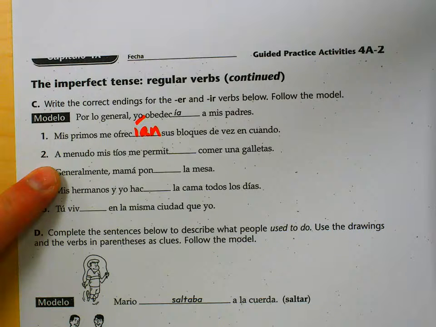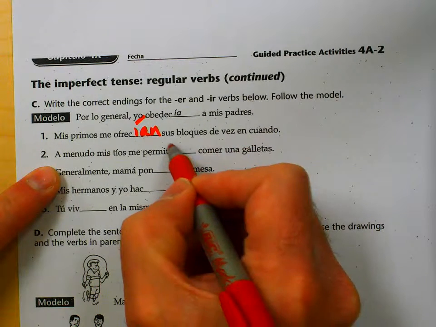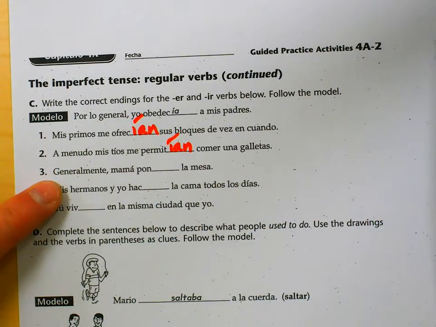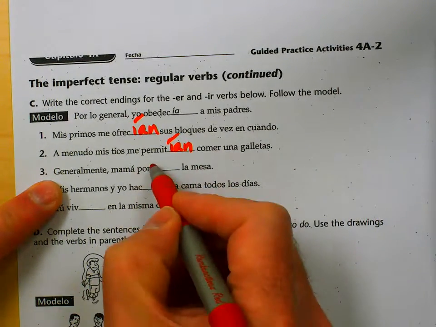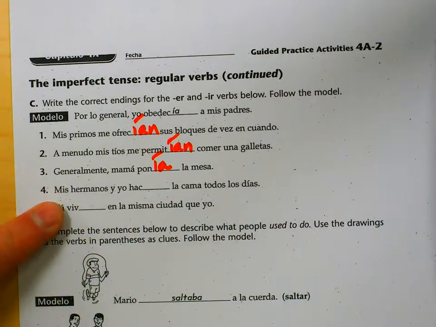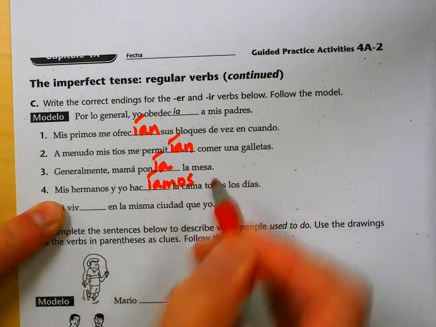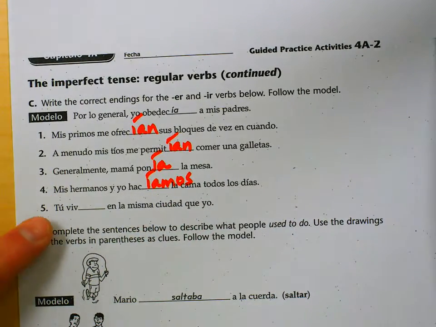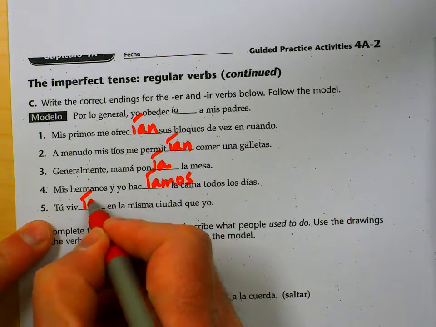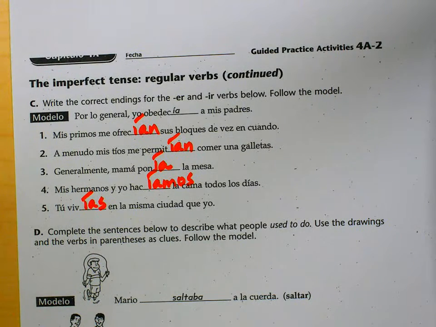Número dos, we're doing the same thing, talking about mis tíos, my aunts and uncles. It's plural. It's in the ellos box, so we want to add ían again. Or mi tía Mamá, we would add ía, so we get ponía. Mis hermanos y yo, that's nosotros. That's we. So we want to add íamos. Notice how the I's all have accent marks on this tense. And the tú ending would be ías, so we get vivías.